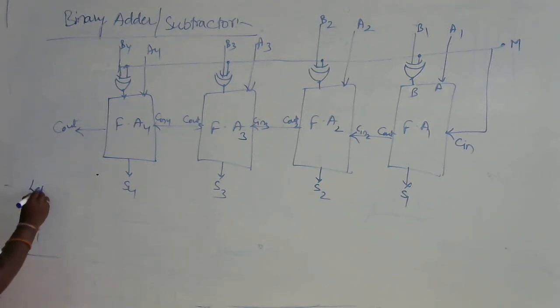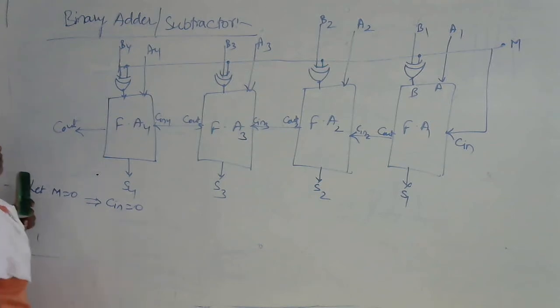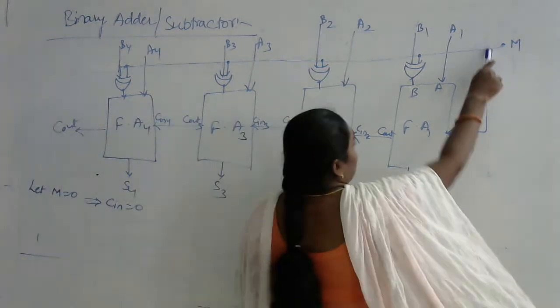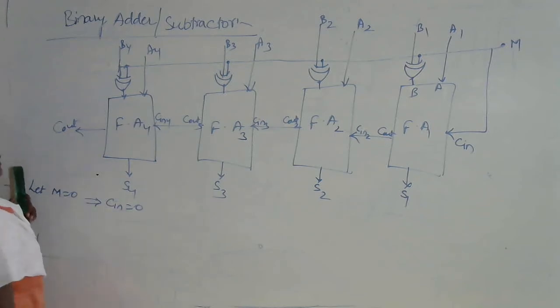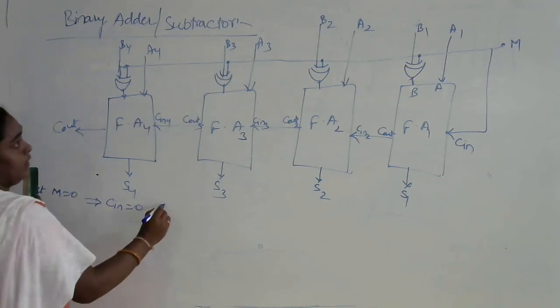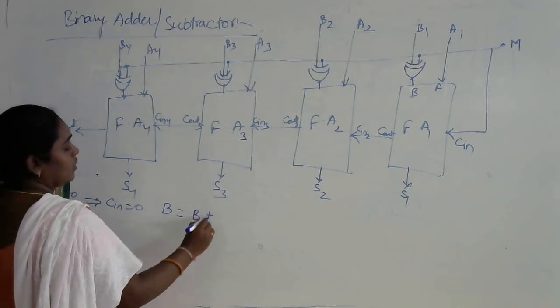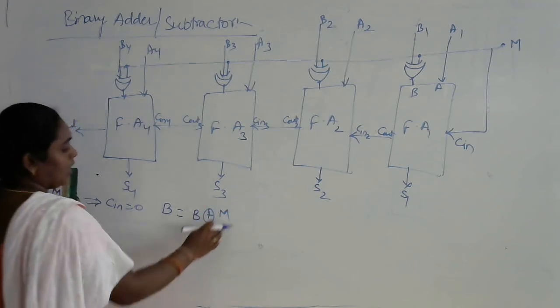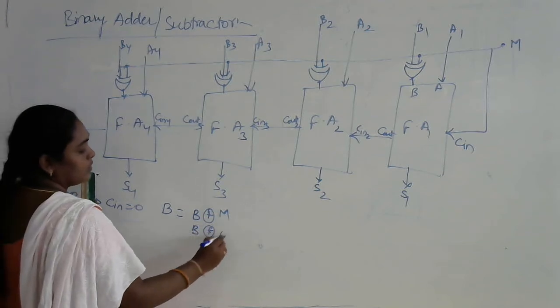Now, let M be equivalent to 0. If M is equivalent to 0, that itself indicates Cn is also equivalent to 0, because the same M is connected as Cn. Now, A will be getting directly, but for B, all the B's are connected with B XOR with M. As the M value is 0, it is B XOR with 0.